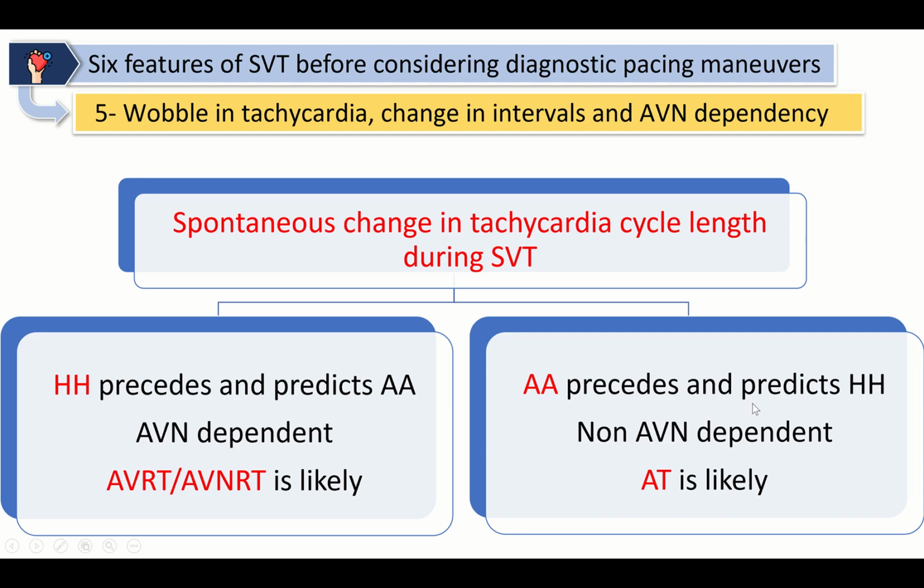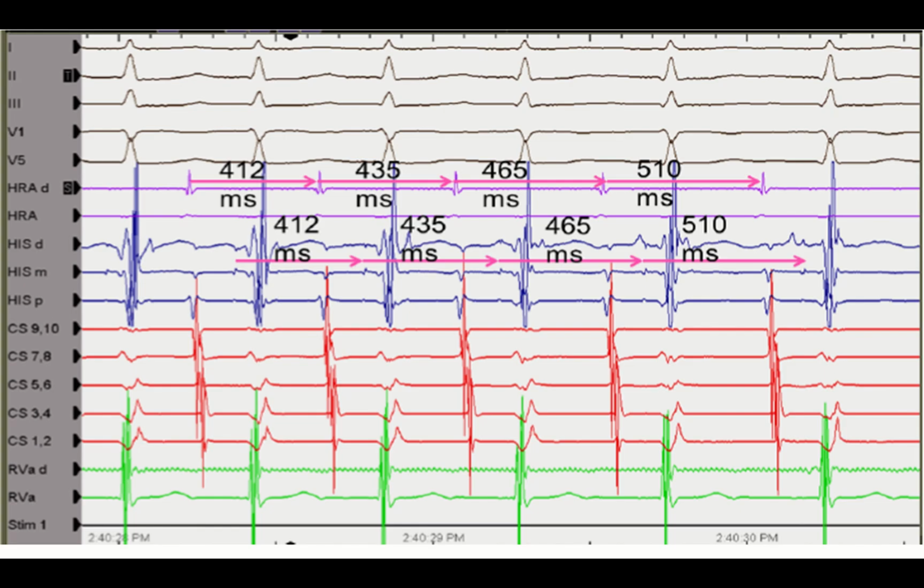On the other side, if an AA interval change precedes and predicts the HH interval, it means it's atrial tachycardia. Why? Because it is non-AV nodal dependent. A golden rule. This is an example: tachycardia initiation with 1-to-1 conduction of SVT.